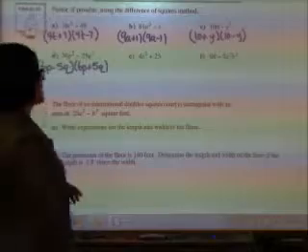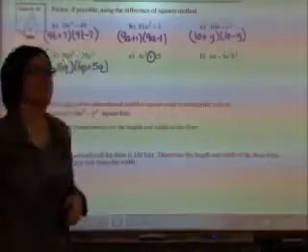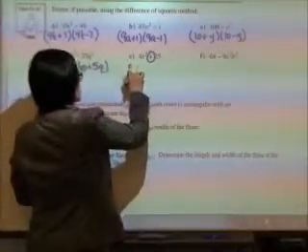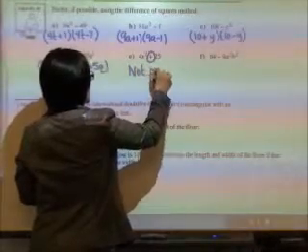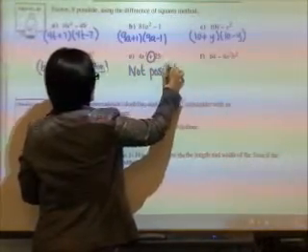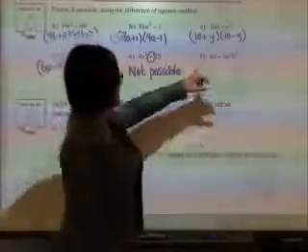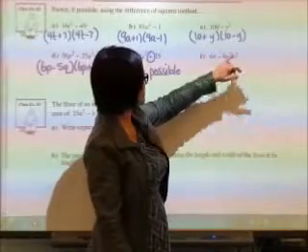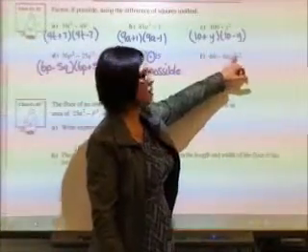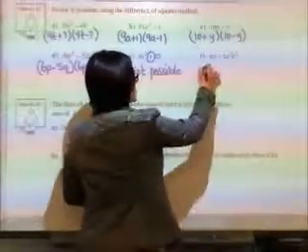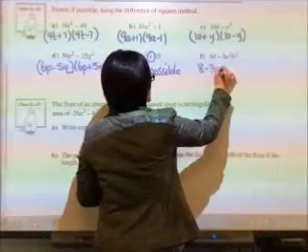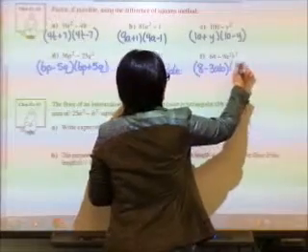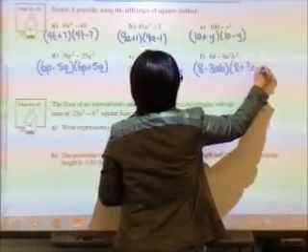When I take a look at E, remember the first step is to make sure it's a difference. This is not a difference. So this we write as being not possible using the difference of squares method. And now if I take a look at the last one, it's a difference. I can square root 64, I can square root 9, and I can also square root my a squared and my b squared. 8 minus 3ab and 8 plus 3ab.